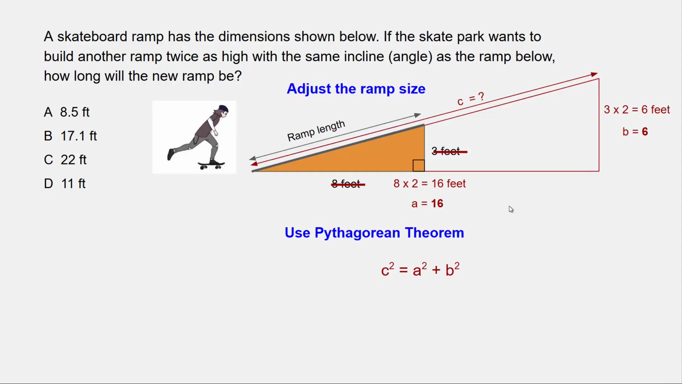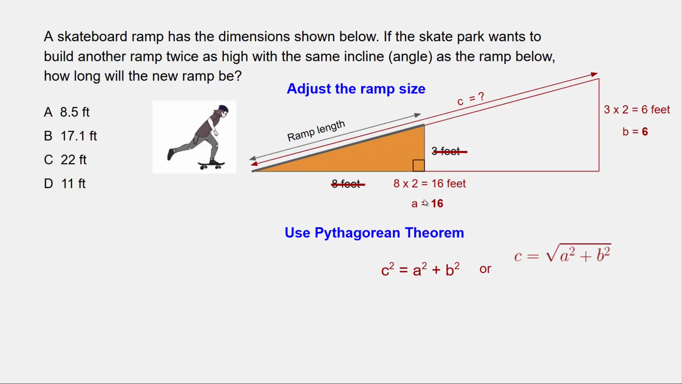Now just in review, here is that relationship. This is a relationship that is on the GED math formula sheet. C squared equals A squared plus B squared. If you've been in one of my classes, you know that I prefer to think of that as C is equal to the square root of A squared plus B squared. This is used to find the missing hypotenuse, like in our example.